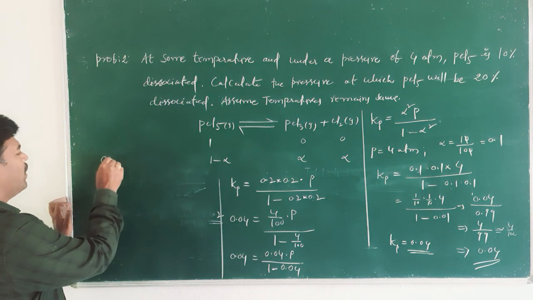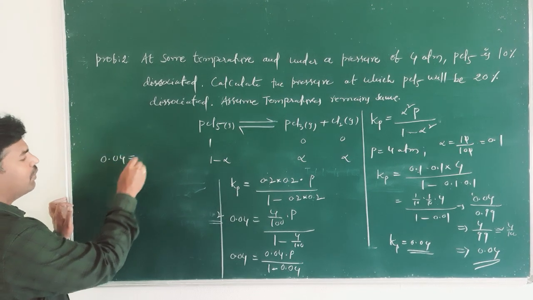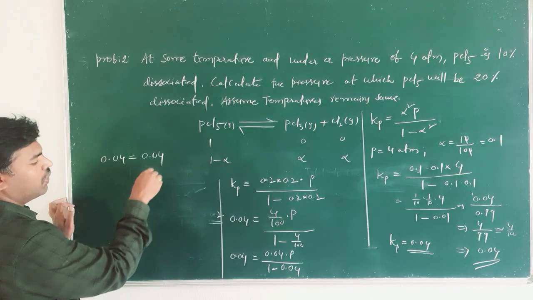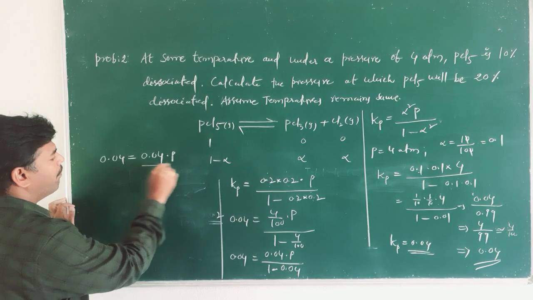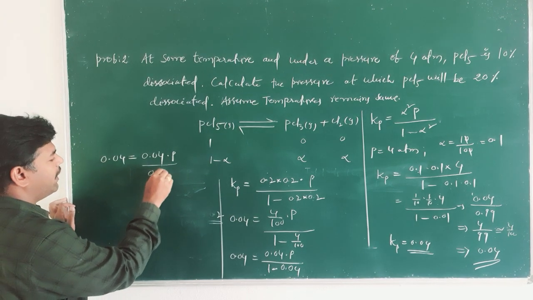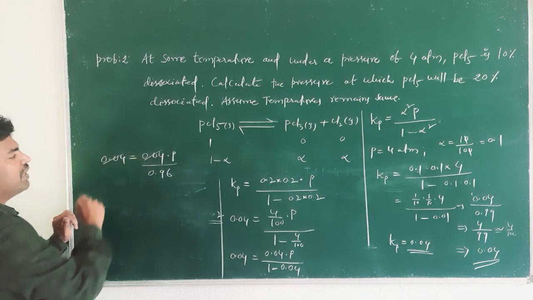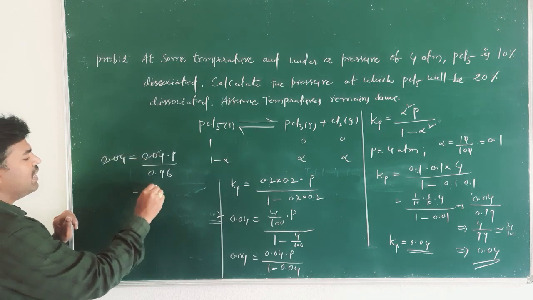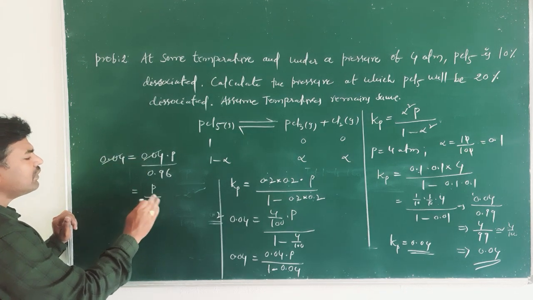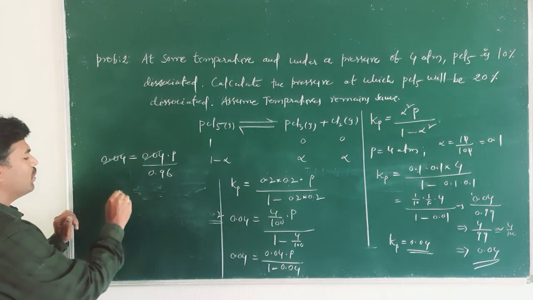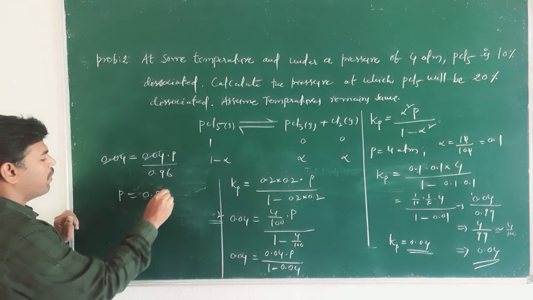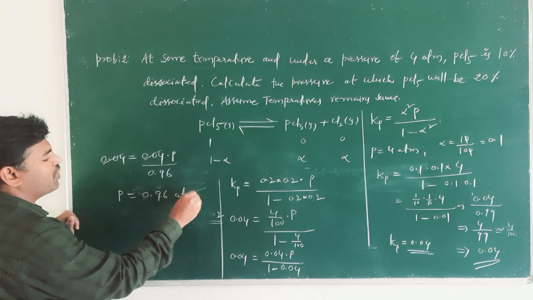So 0.04 is equal to 0.04 into P by 0.96. This 0.04 and this 0.04 get cancelled. Therefore P is equal to 0.96 atmosphere.